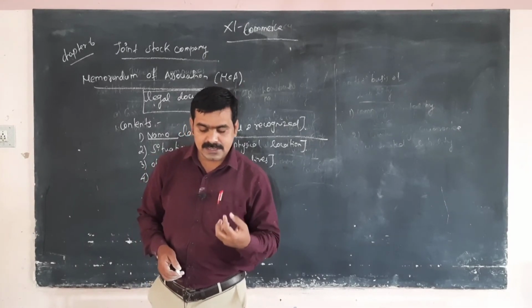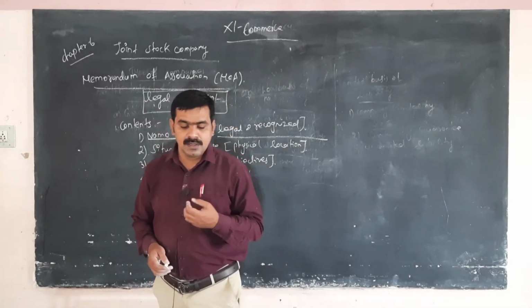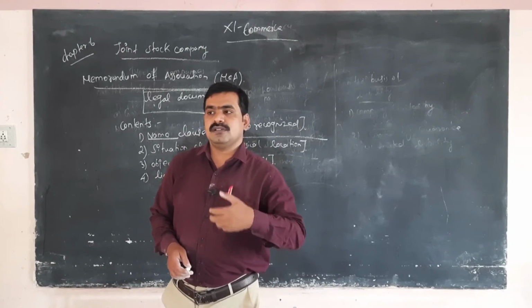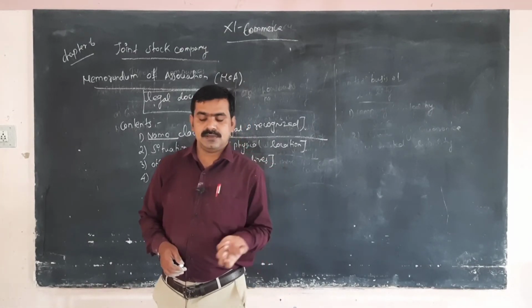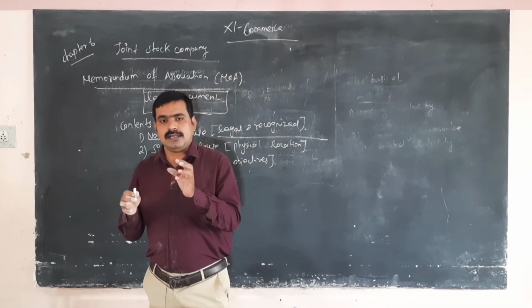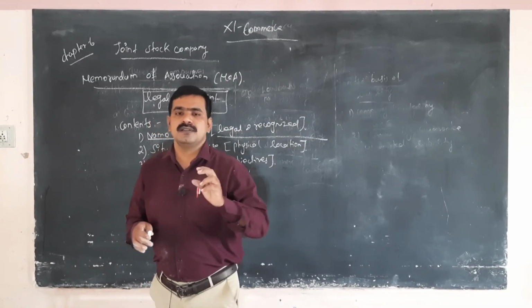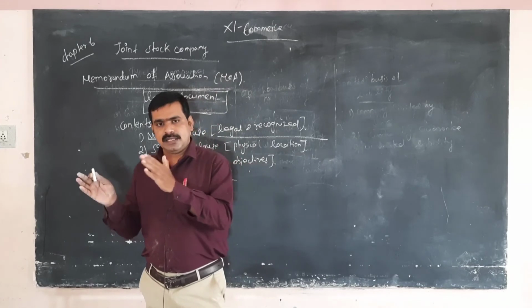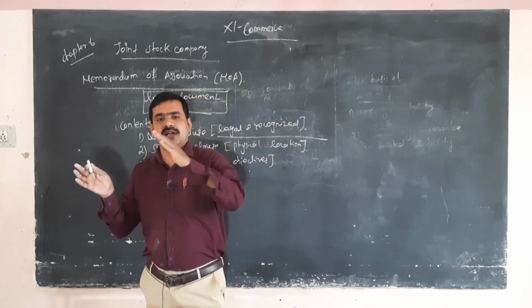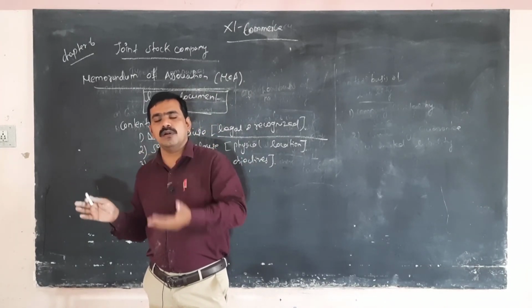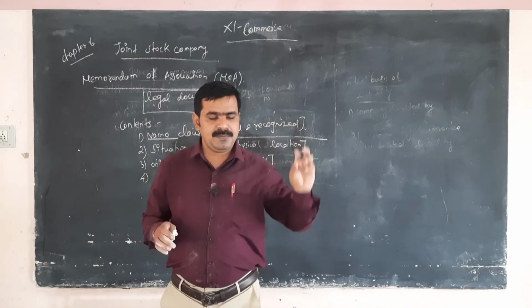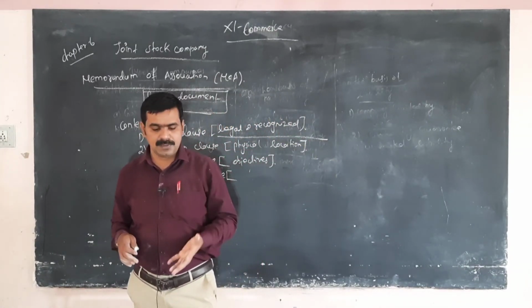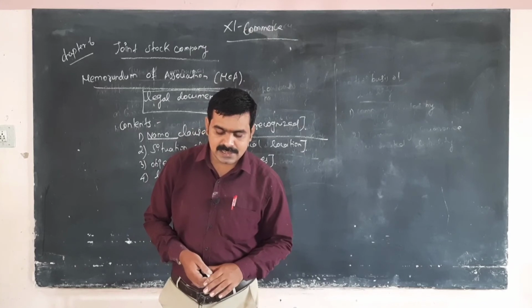The particular shareholder wants to get a loan, and the company will give some limited amount to the person. It's limited, and that amount is listed. The amount and the rules and regulations of giving loans are listed in your memorandum of association. Then the capital class.